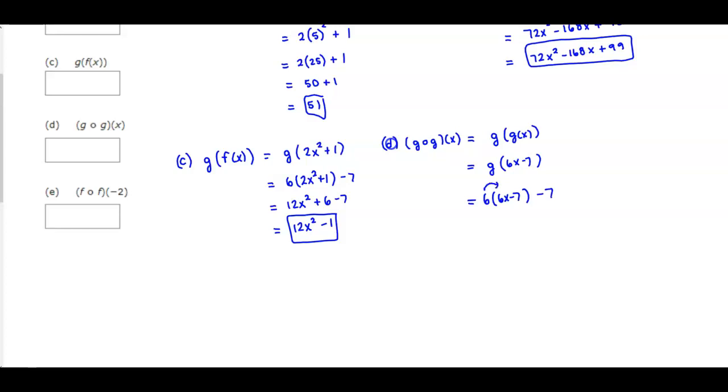And now we're going to distribute the 6. So we get 36x minus 42 minus 7. So we get 36x minus 49.